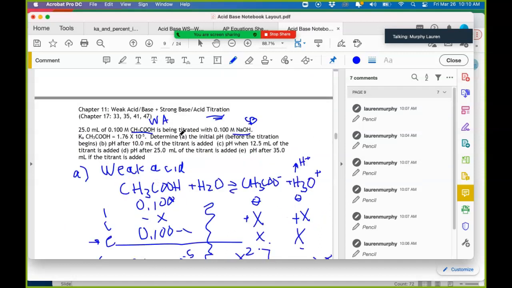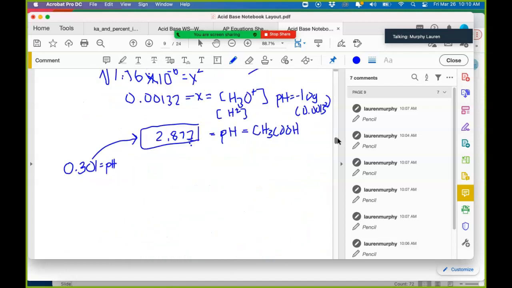So A is finished. Now we're going to add 10 milliliters of the titrant. Well, the titrant is sodium hydroxide. That's the species that's in the burette. So just like the strong problem, we're going to have dilution. You're taking two solutions, you're mixing them together, and we're going to dilute them. This is going to be done the same exact way as the strong right now. So M1V1, M2V2 for the acid.